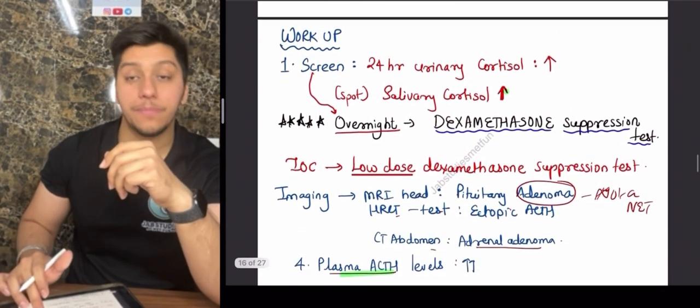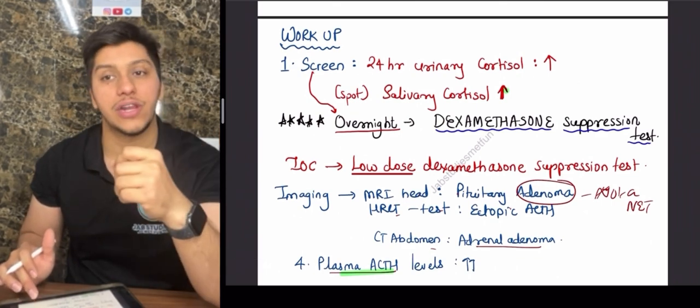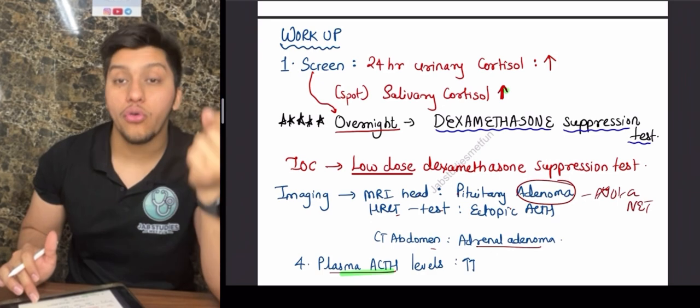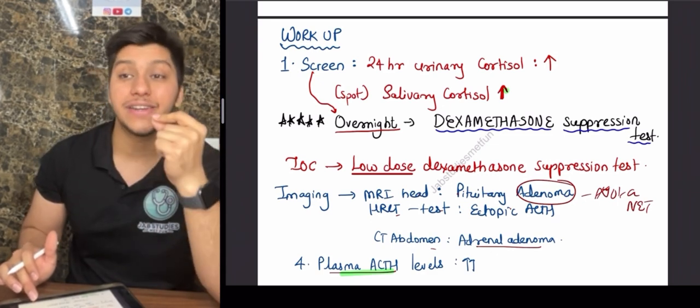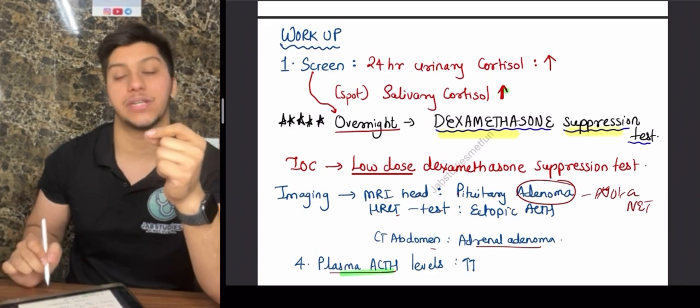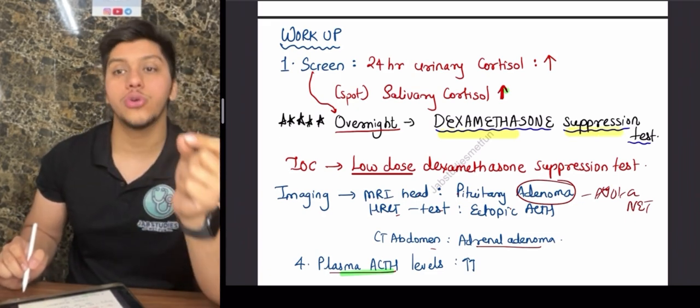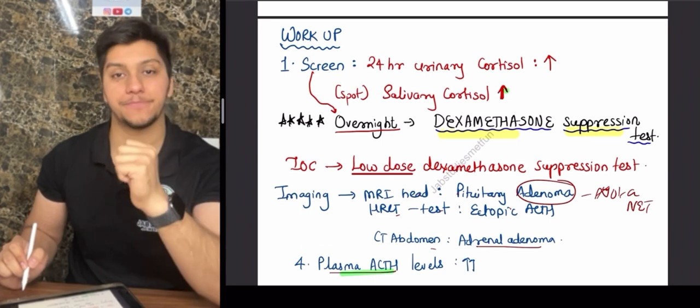What is the workup? Obviously, as your cortisol is increased, you will have an elevated 24-hour urinary cortisol level. You will have another overnight test, known as the overnight dexamethasone suppression test. The investigation of choice for Cushing syndrome is the low dose dexamethasone suppression test.